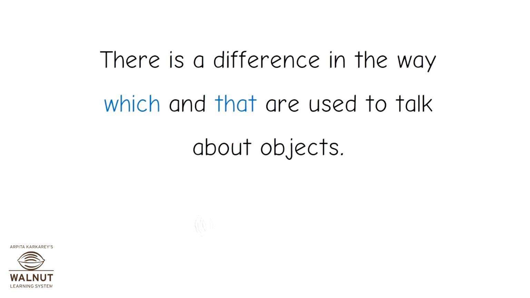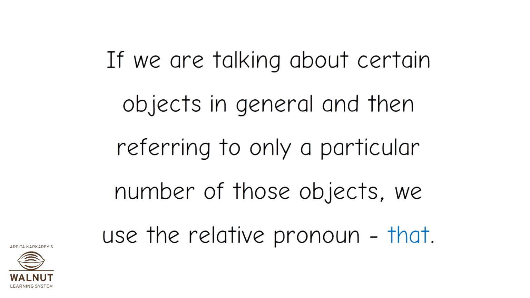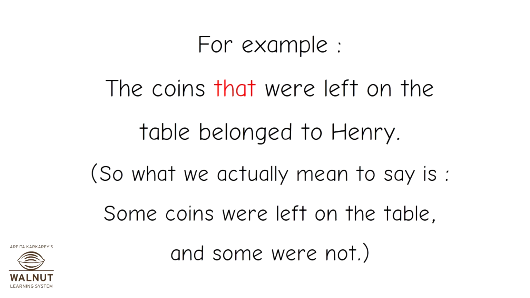There is a difference in the way which and that are used to talk about objects. If we are talking about certain objects in general and then referring to only a particular number of those objects, we use the relative pronoun that. For example, the coins that were left on the table belonged to Henry. So what we actually mean to say is, some coins were left on the table and some were not.